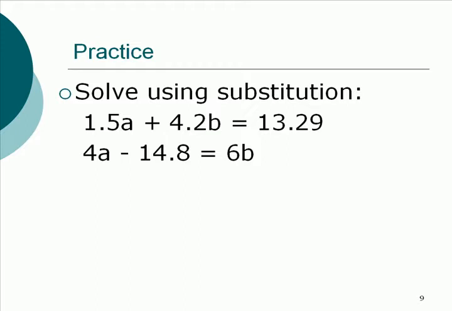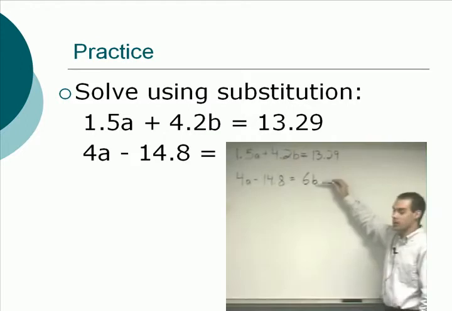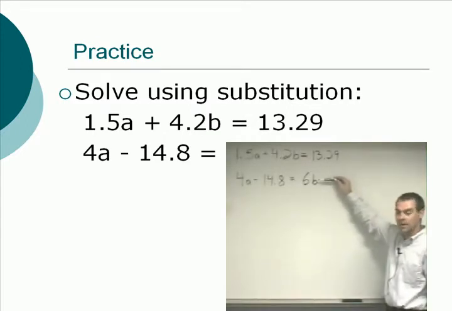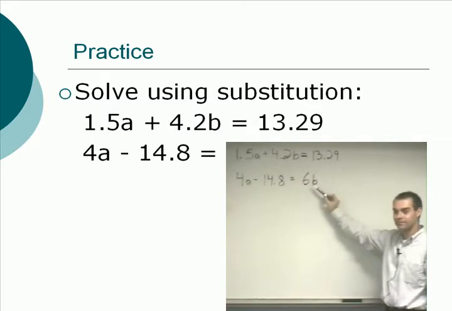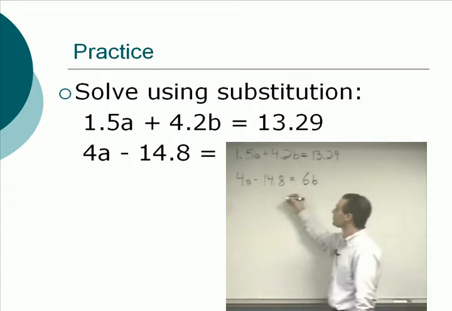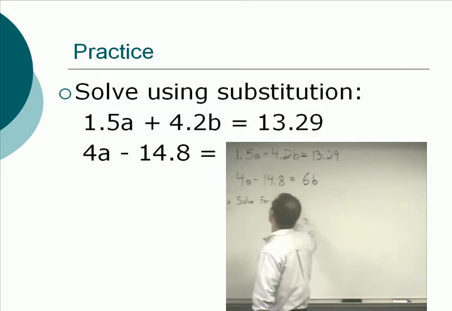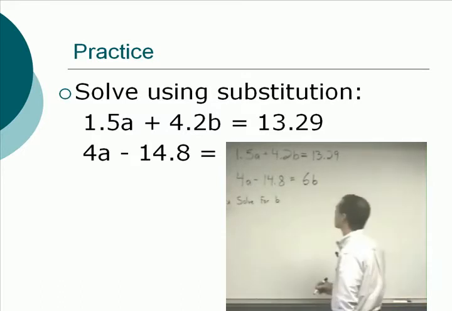Now, this time there's a little bit better choice. You can choose to solve this for whatever variable you want. But there's one that's going to mean a little bit less work for you here. Out of those, would you rather solve the top equation for A or B or the bottom equation for A or B? The bottom one for B, good, because it's already almost done. So let's solve the bottom one for B.